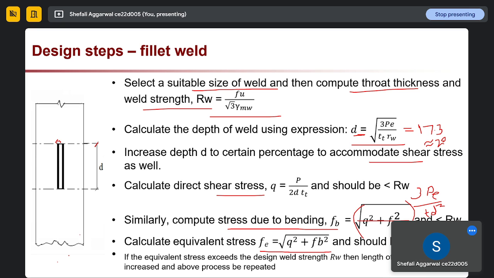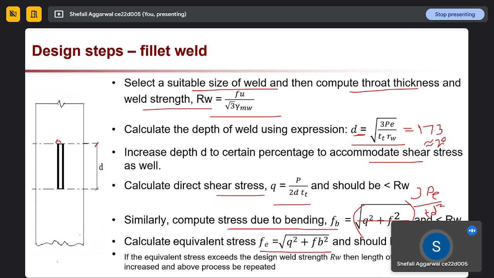So if we change the D value, like if D is not the full D but 3/4 of D, then these I and Y values will be different, right? Because the center of gravity will be different for that. So those values will be different, and even our shear stress will be changed.